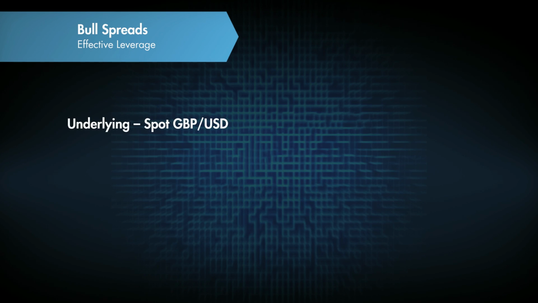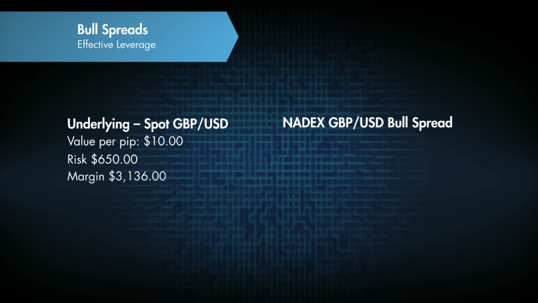So if we look at just a quick comparison, the underlying spot, one standard contract, value of $10 per pip. In this scenario, the risk was $650, margin of over $3,000, versus the Nadex pound-dollar bull spread, still valued, 10 contracts, so $10 per pip. So we were able to do the same per pip value, actually cut our risk not quite in half, and instead of margining over $3,000, we only had $350 in collateral. Now again, this is dependent on where we buy or sell within that range, but this is just an example of how we can use the effective leverage of a bull spread and still limit our risk.